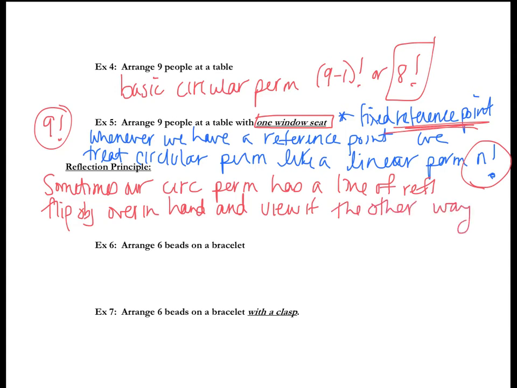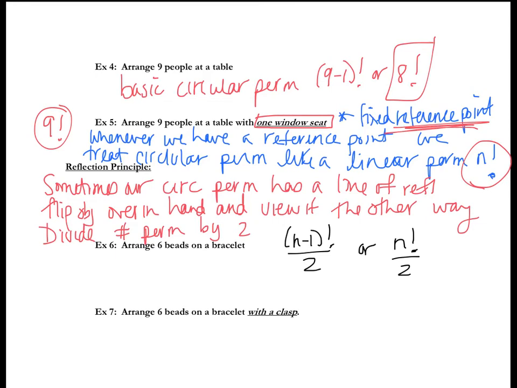If you can do this, then you need to divide the number of permutations by 2, because you have essentially repeated the same permutation. So in this case, you are going to divide the number of permutations by 2. So we would either use (n minus 1) factorial over 2 or n factorial over 2, depending upon if we had a fixed reference point or no reference point.